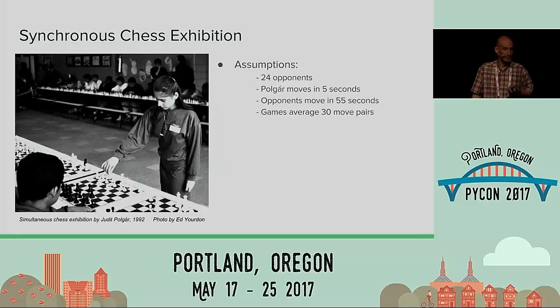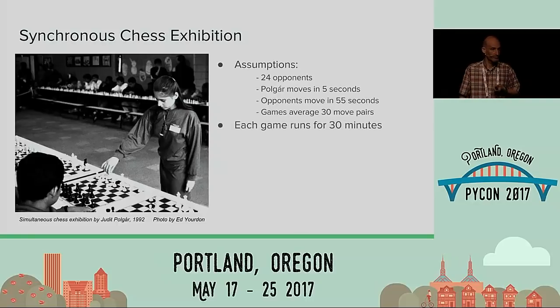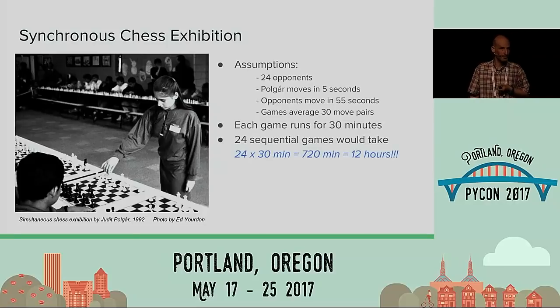So imagine you're going to do this the synchronous way. So for each game, it's going to last 30 minutes, right? Half an hour, right? So she needs to play 24 of these. So she's going to be there playing for 12 hours, right? Which is pretty bad, right, for her especially. So in reality, these events don't run like that, right?